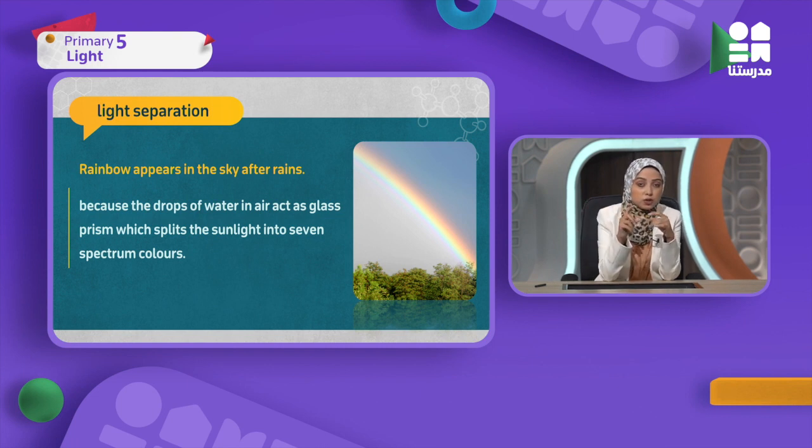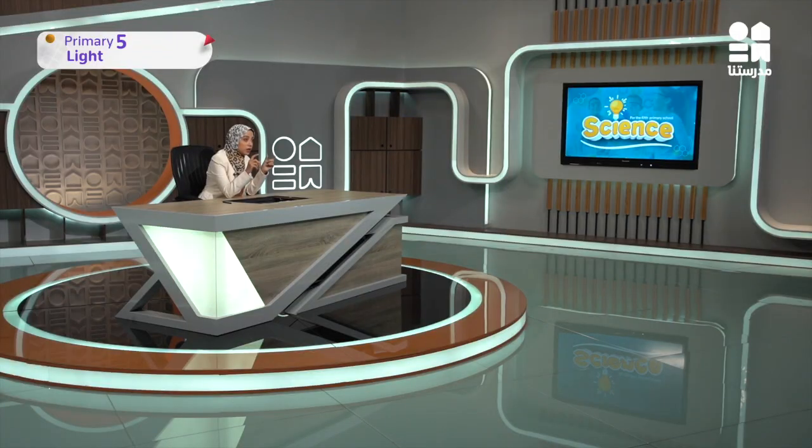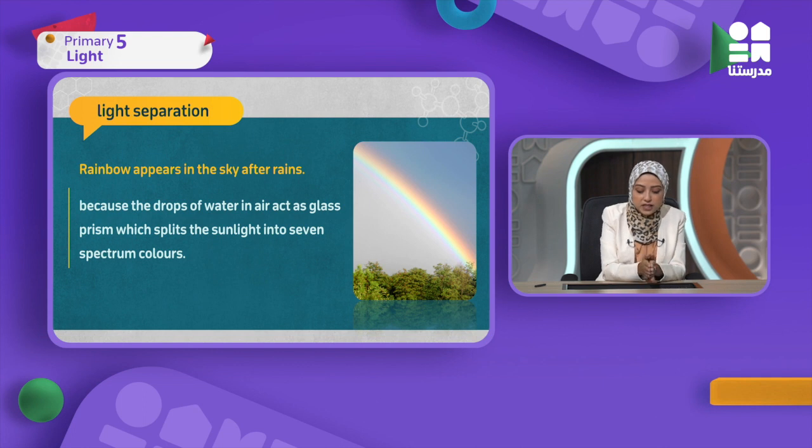طب لما الووتر دروب دي تعمل كأنها glass prism والوايت لايت عندنا من السان لايت، فبالتالي السان لايت يجي على الووتر دروبس هيحصل لها separation لل 7 colors. Okay, so why rainbow appears in the sky after rains? Because the drops of water in air act as glass prism which splits the sunlight into 7 spectrum colors.